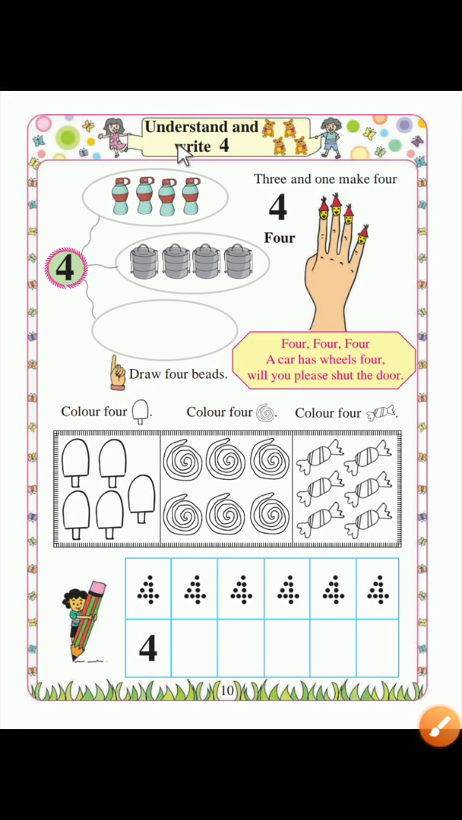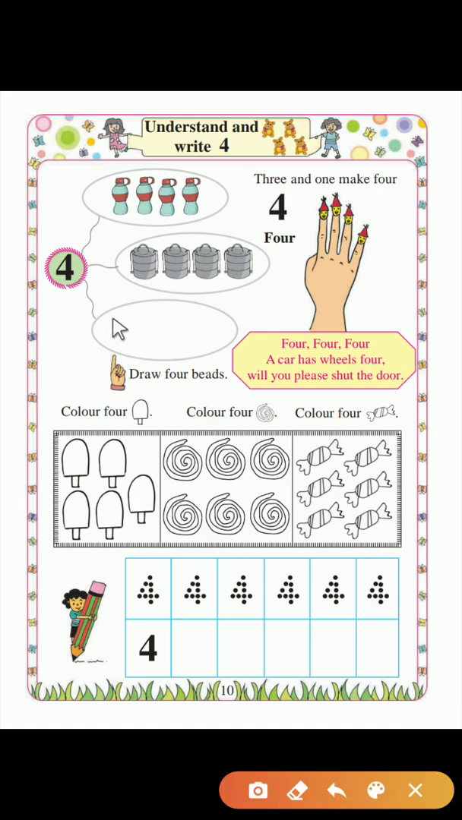Next, 4. These are 4 water bottles, 4 tiffin boxes, and we need to draw 4 objects. So we will draw 4 sticks.